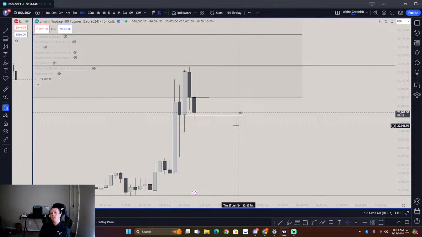If we don't close below that, I would expect to see a 2 p.m. silver bullet bearish. I don't think we will. I don't know if we will.